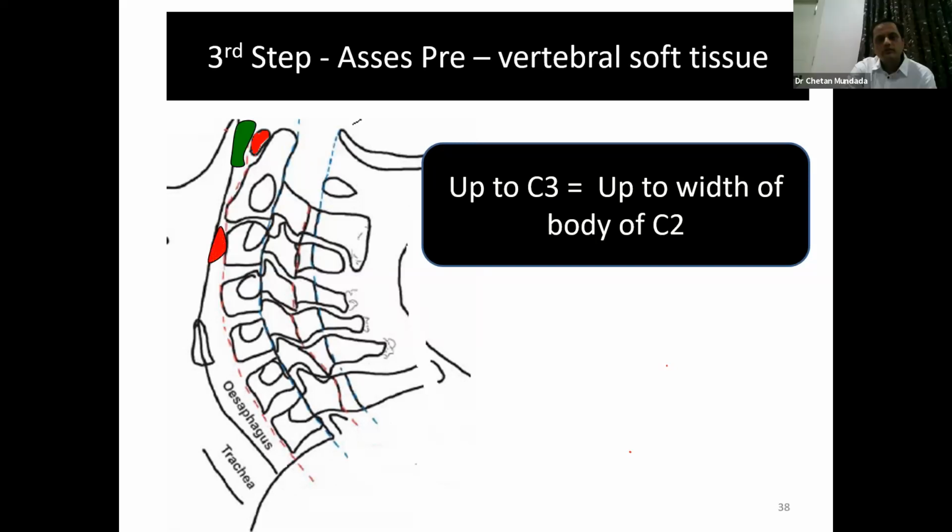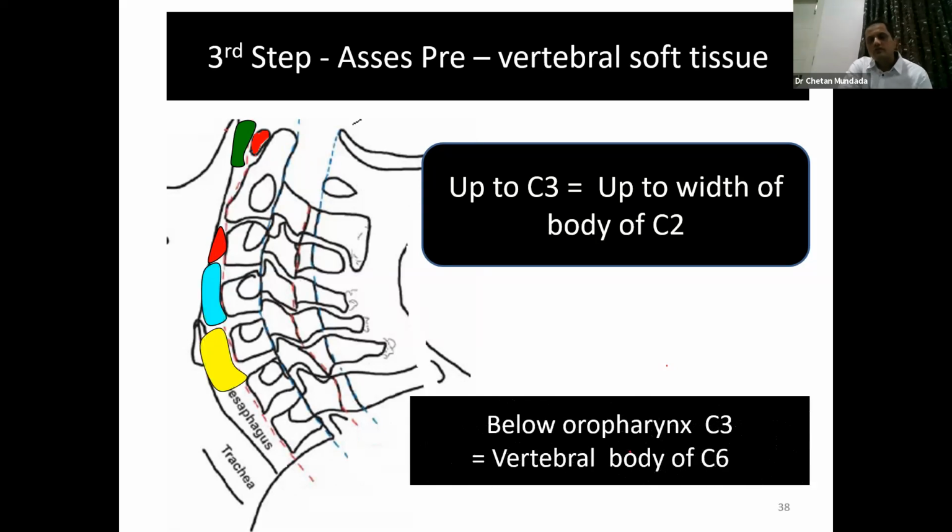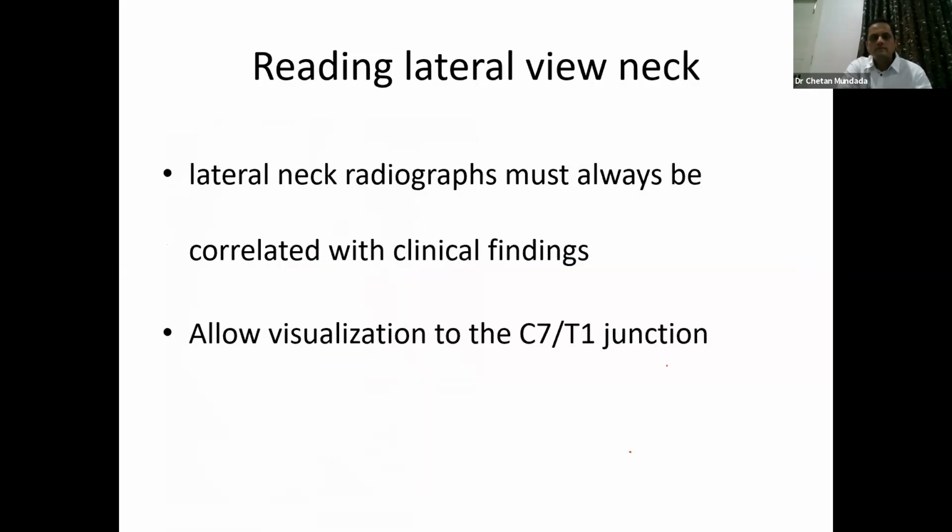Evaluate for that. Below C3, what you see is you have to measure the thickness or the width of the prevertebral space in relation to the vertebral body of C6. So whenever we are reading a lateral view of neck, we always need to correlate with the clinical findings, and you should also visualize the C7-T1 junction.